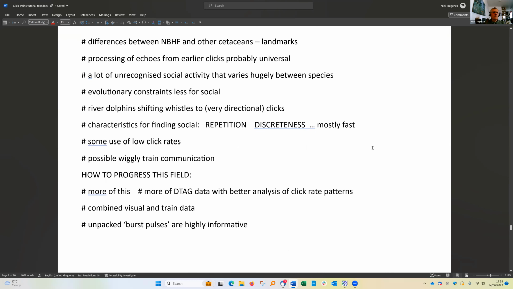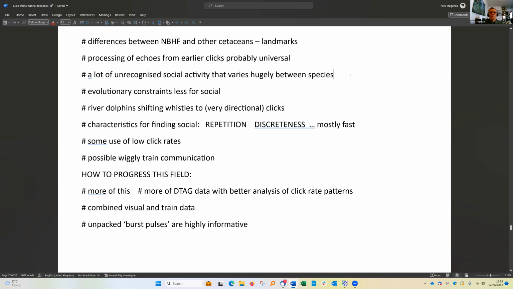Right, that's brought me pretty much to the end. So I was just going to summarize where I think we've got to. Landmark sequences, yeah, and pick up things I forgot. We only see them in narrowband high frequency species, which is a bit curious. I missed, I should have shown you one that looked like a landmark sequence from a Boto, but wasn't terribly neat. Processing of echoes from earlier clicks is probably universal. There's a lot of unrecognized social activity in click rates that varies hugely between species.